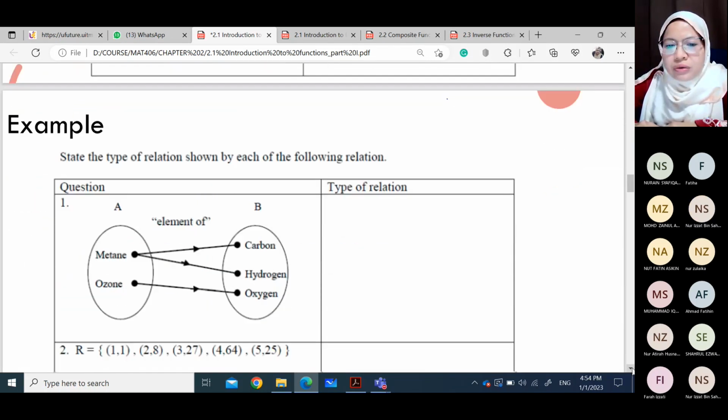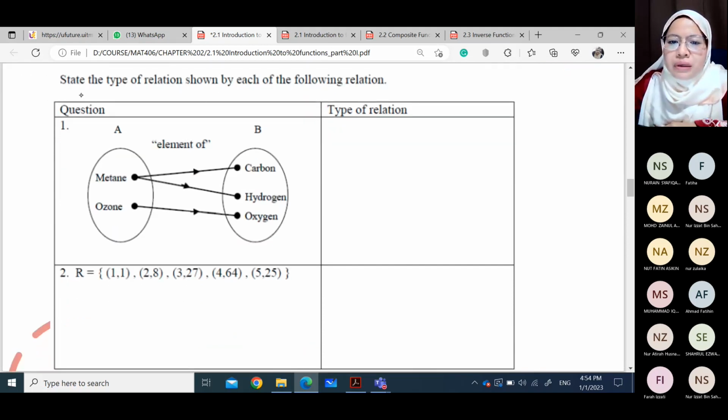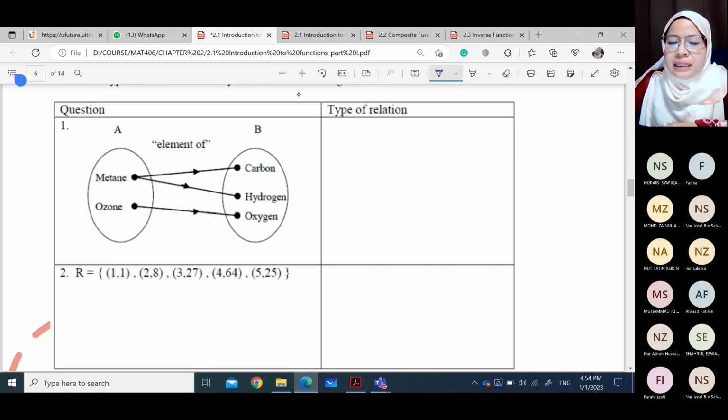So next, now we look at example. In this example, we need to state the type of relation shown by each of the following relations. So the relation between these sets A and B is about element of. Based on this diagram, we have set A, in which we have methane and ozone, and in set B, we have carbon, hydrogen, and oxygen. So we can say that methane is element of carbon, and it is also element of hydrogen, whereas ozone is element of oxygen.